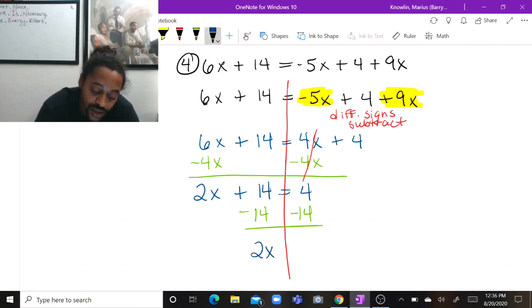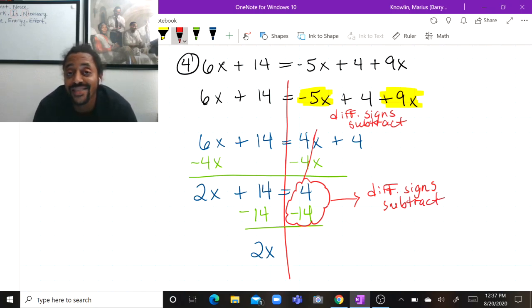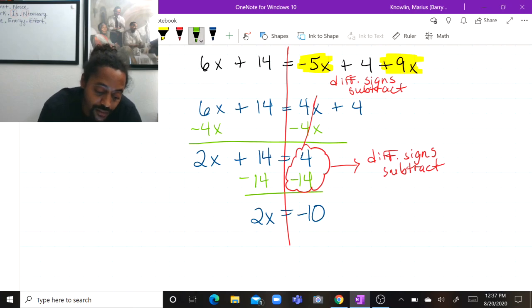Bring down the 2x. And the 4 is positive, the 14 is negative. Those are different signs, and different signs we have to subtract, right? When we subtract 14 minus 4, that's 10, but the bigger number is negative, so our final answer there is going to be -10. Now from here, we can go ahead and do our last step, which is to divide both sides by +2. Whatever you do to one side, you have to do to the other.